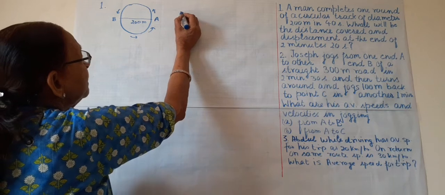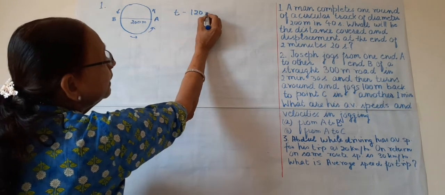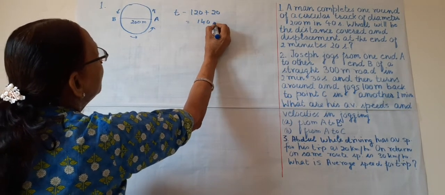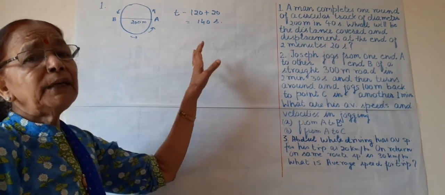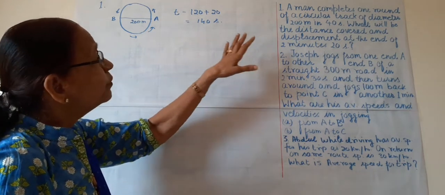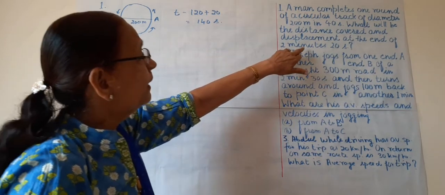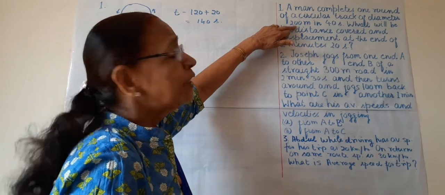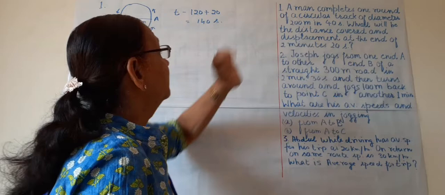So we will convert the time. 2 minutes is 120 seconds and 20 seconds. So the total time will be 140 seconds. We have to calculate everything in SI unit. So always we have to convert all the data given into SI units. So the time is converted into SI unit, 140. This is meter. Meter is SI unit. We need not convert this.